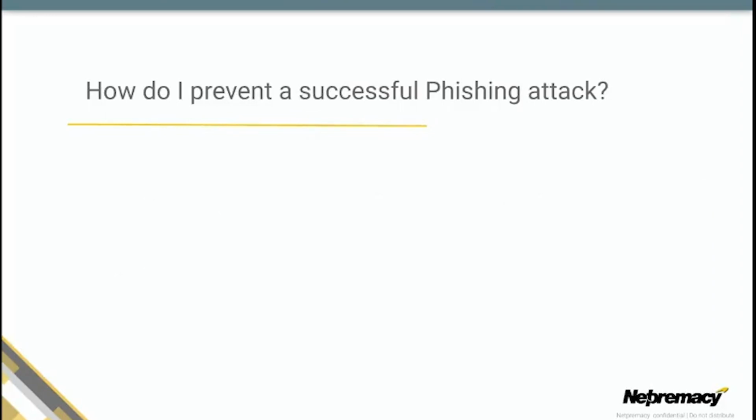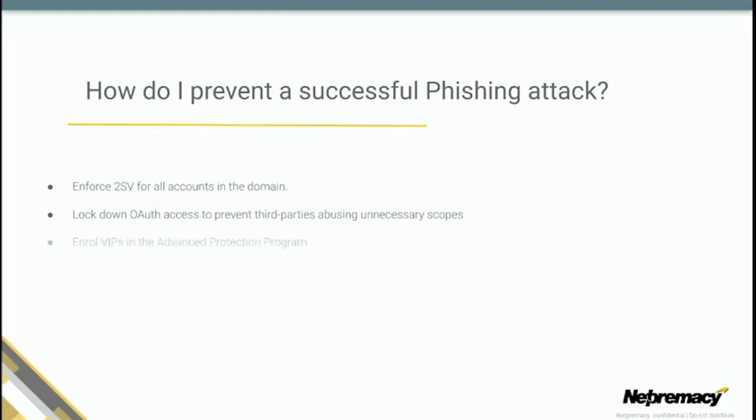And I guess just to recap everything that we've talked about so far, how we prevent a successful phishing attack is we essentially act on the stuff that we've highlighted so far. So we enforce 2SV for all users in the domain, so the attacker doesn't get full access if they have a password. We lock down OAuth access to prevent these third parties abusing scope that they shouldn't even have access to in the first place. We should enroll our VIP users and admins in the Advanced Protection Program to lock down their account without making their working life more difficult.